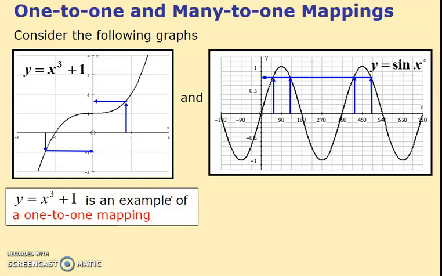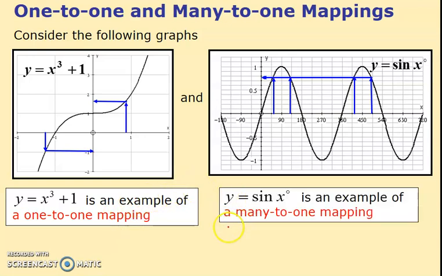So for this reason we call this mapping a one-to-one mapping. One number goes in, one number comes out. Whereas this is a many-to-one mapping. It could be only two, but we still call it a many-to-one mapping. Lots of things produce one answer, the same answer.